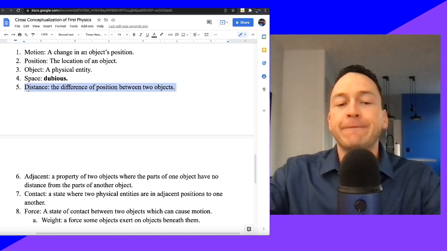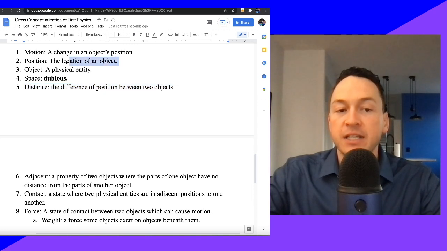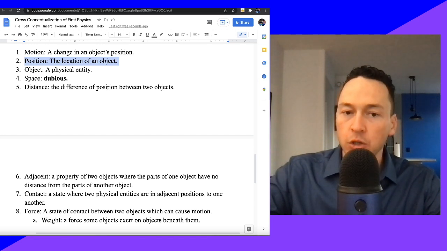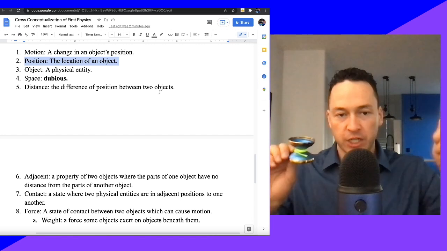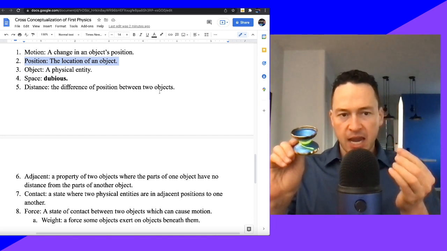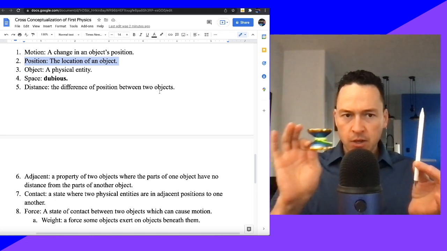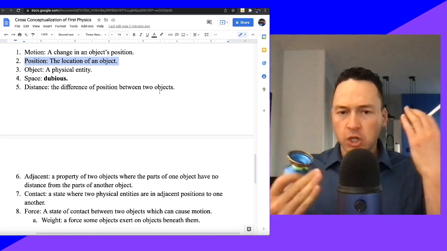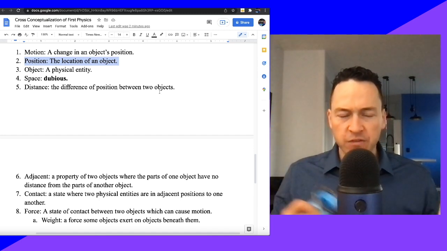Distance is the difference in position between objects. Okay, what is position? I'm saying that position is the location of an object. What's the location of an object, though? So when we're talking, it's the difference in position. Okay, but what is position? Now, here's a situation where you start to have a question of hierarchy.